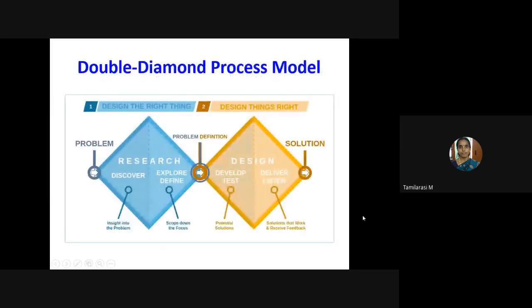So this is given the same thing. The first diamond, you are exploring the problems and you are defining it to the specific problem. So you have to identify the right problem. Okay, so what is the problem that I am going to solve? That is the first thing. The second thing is you have to explore possible solutions and confine to the best solution. So you have to design your things in the right way. You have to develop your solution in a better way. So that is the second diamond.